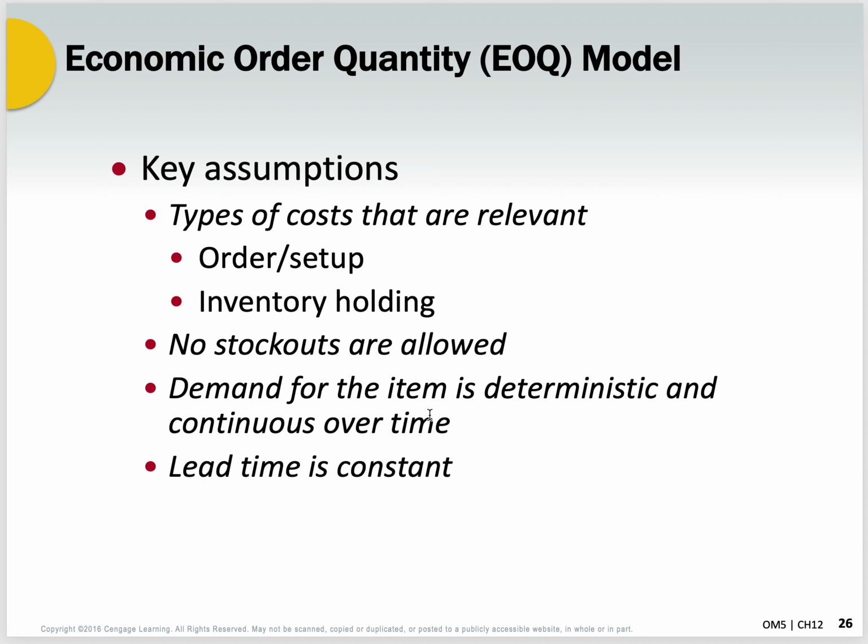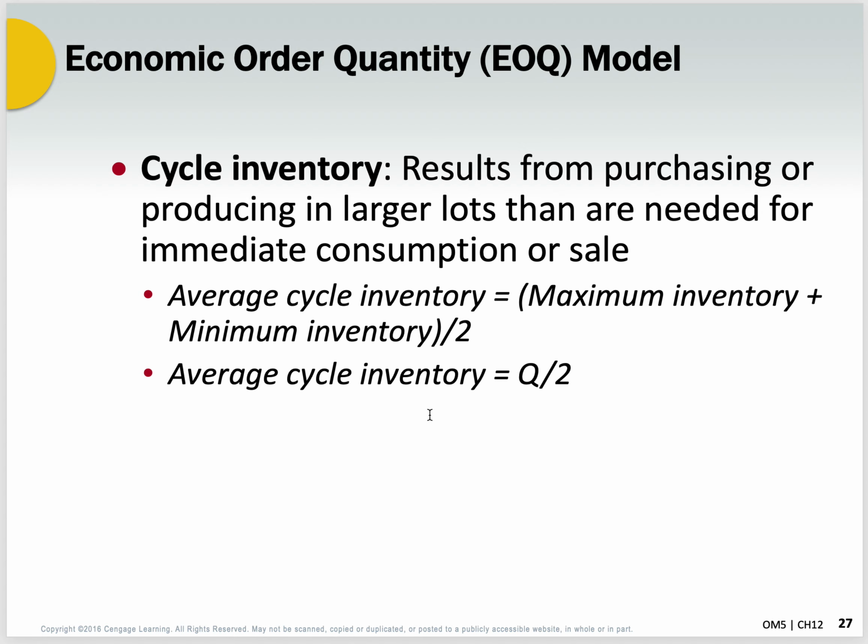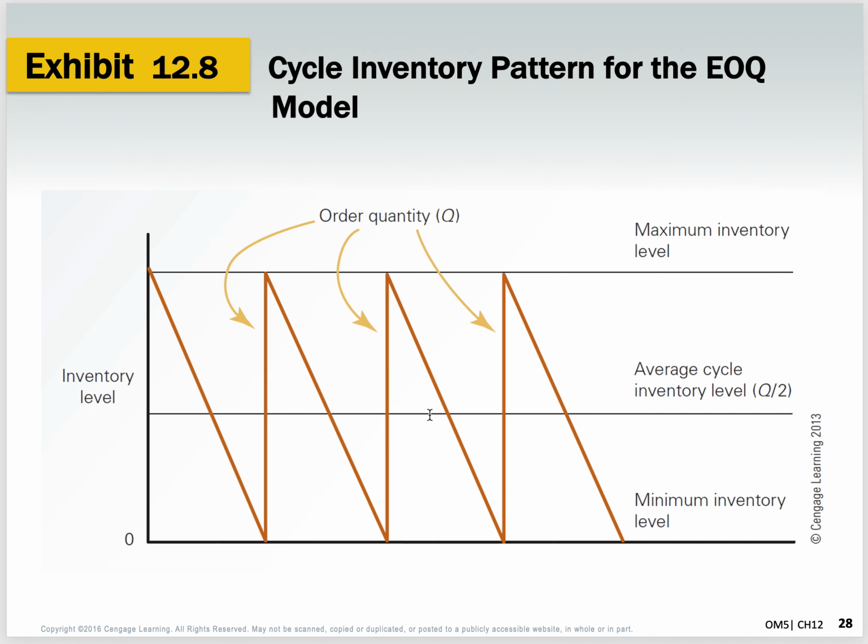So, cycle inventory. If you produce or order an amount, and the amount we're going to be talking about is Q for quantity, the average inventory is going to be the maximum inventory plus the minimum inventory divided by 2. The average cycle inventory is called Q over 2. If you place an order, and your factory produces Q every month for you, or you order from a supplier in an amount of Q, your average cycle inventory is going to be Q over 2, especially if your minimum inventory is 0.